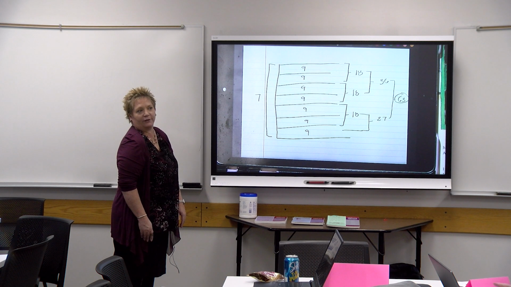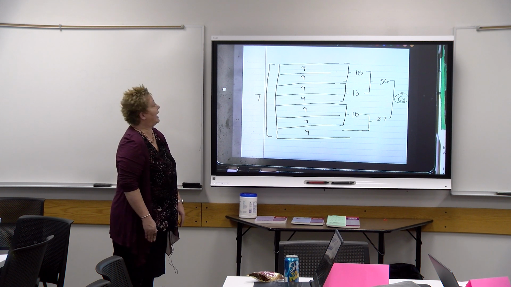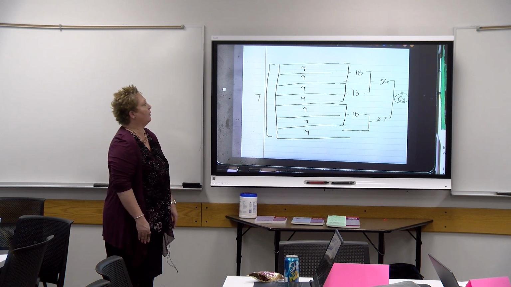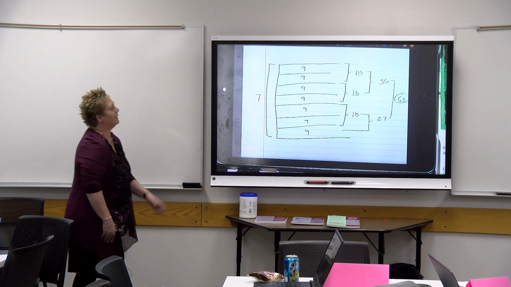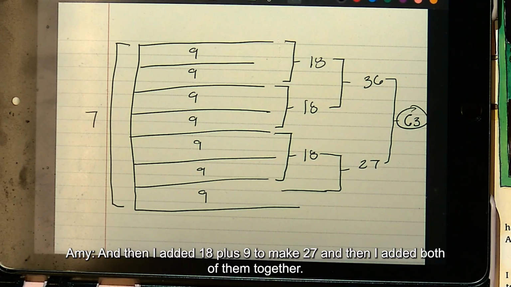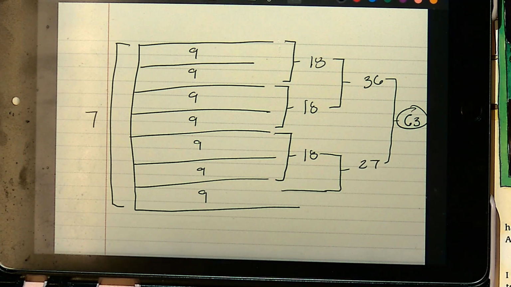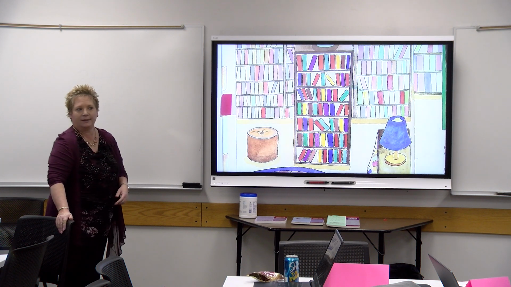So what does the student know? Doubles. Yeah, she knows her doubles. So she's like, oh, I know 9 plus 9 is 18, and I can do that 3 times. And then what did you do after you got those 3 18s? And then I added 18 plus 9 to make 27, and then I added both of them. Oh, nice. And got 63. Well done. Good. Okay. You were third.